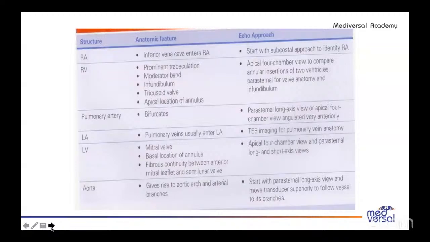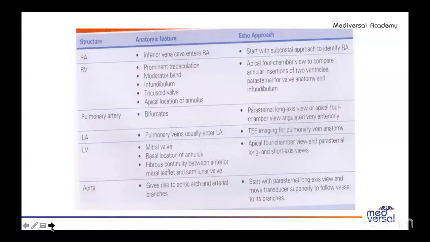For the RV, how will you recognize the RV? What are the anatomical features you can see in the RV? Means you can say, yes, in this echo this is the RV. Why? You will see the prominent trabeculations. You will see the moderator band. This is a small band-like structure, the fibrous band. It is usually seen in the RV. The infundibulum, the tricuspid valve, as usual, you have to see the tricuspid because from the RA to the RV you go through the tricuspid valve. Then you have to see the apical location of the annulus. So all these things are the features of the RV.